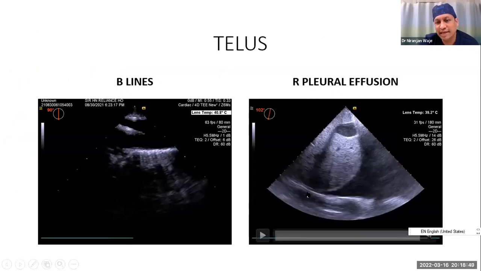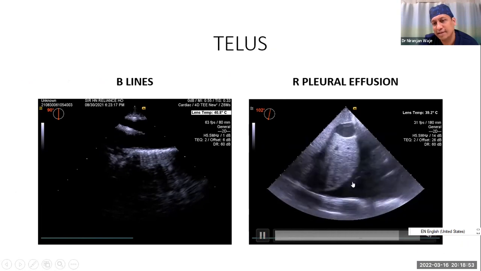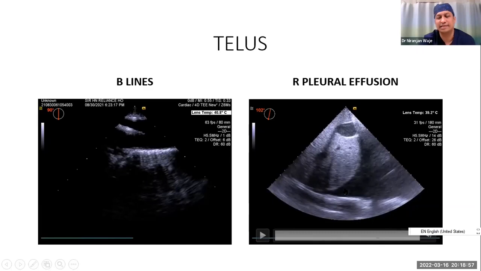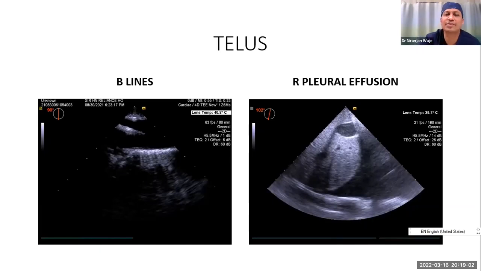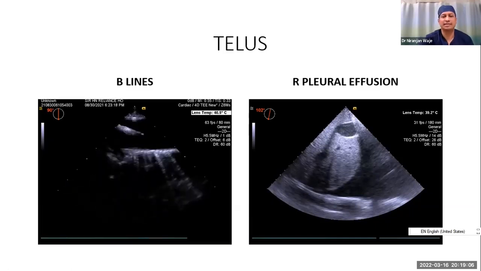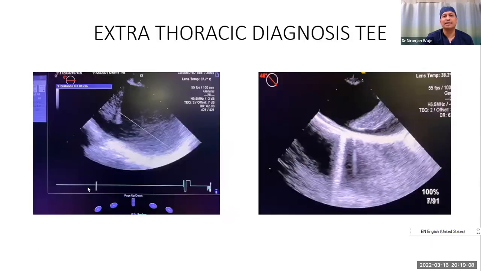Also on the right-hand side, you can see an image where this is the liver, this is the diaphragm, and a collection in the right pleural space. Here, this is the echolucent area in the space. If it's a post-cardiac surgery patient and there's a massive collection, it can easily give us the cause of the collection. So this is what we are finding: transesophageal ultrasound has been used not only for cardiac but also non-cardiac causes.